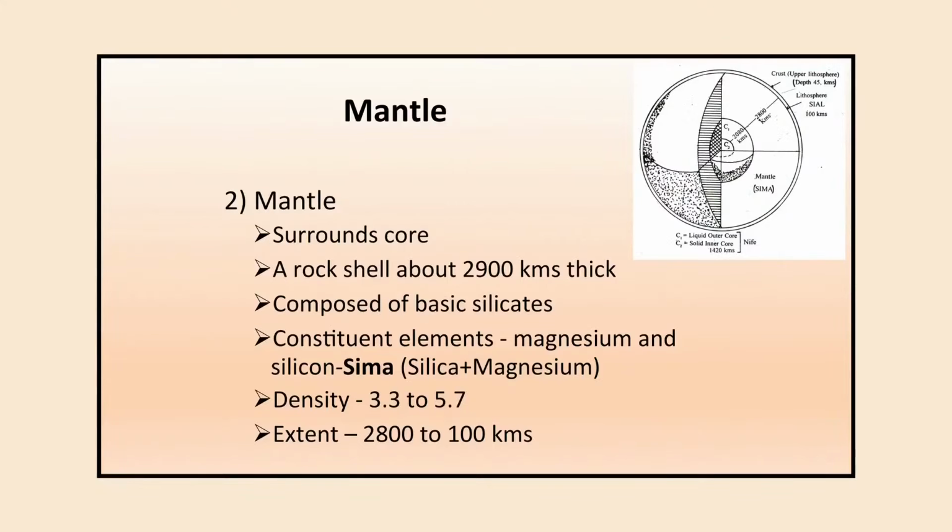Now, the second layer is mantle. Mantle surrounds core. It is a rock shell which is about 2900 kilometers thick. It is composed of basic silicates. Its constituent elements are magnesium and silicon, that makes it SIMA. Its density varies between 3.3 to 5.7 and it extends from 2800 kilometers to 100 kilometers from inner side to the outer side. You can see in the picture again.